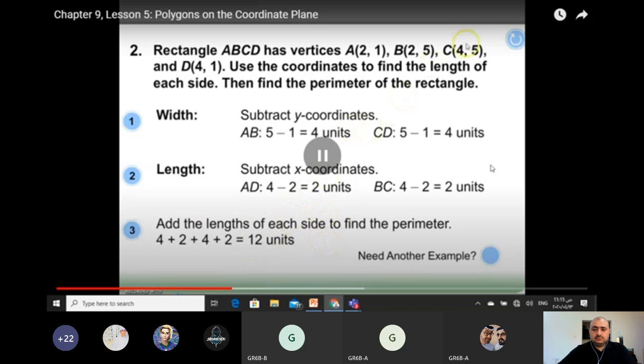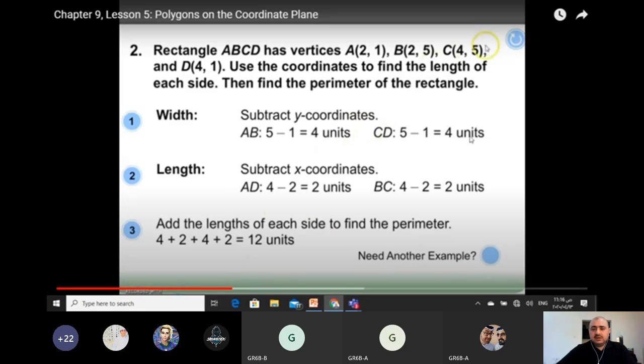So there's 2 ways to do it. In this example, I don't have the coordinate plane. How to solve the length using algebra? The length between A and B, as you see here, we have here 2 and here 2, which means we have the same x-axis value. The different values are for the y-axis. Here we have 1, here we have 5. Just subtract 5 minus 1, which is 4.